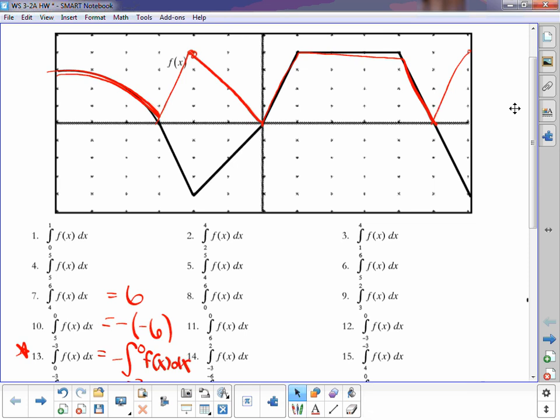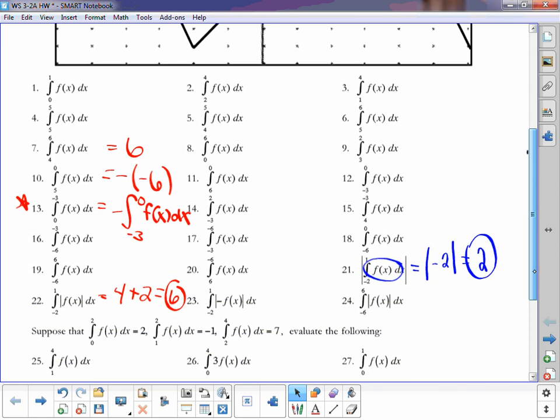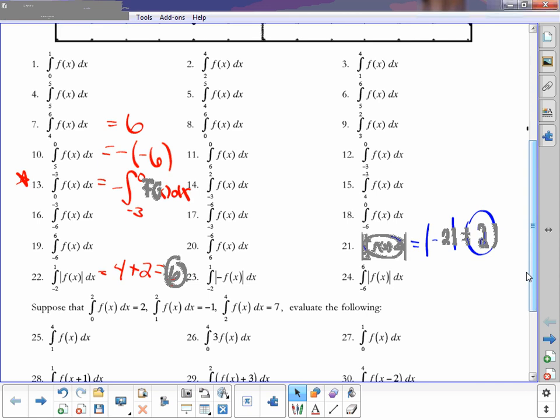All right. Other questions with the absolute values? Okay. Now I want you to turn to your shoulder partner and tell them what's going to happen with number 23. We have absolute value of negative f of x. So turn to your shoulder partner. Make sure we're all awake.